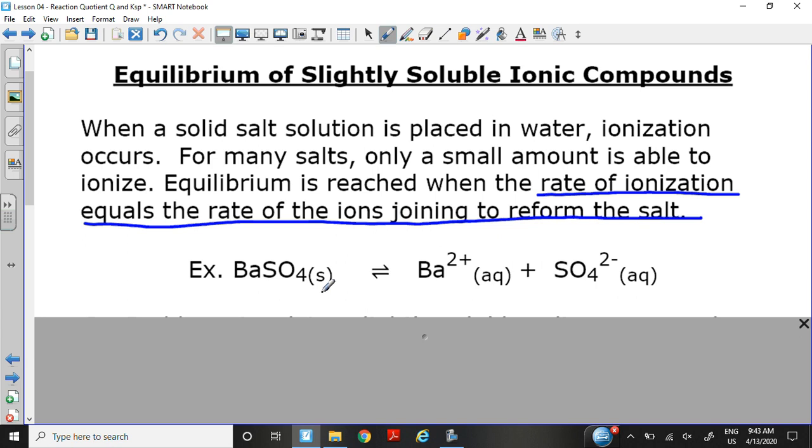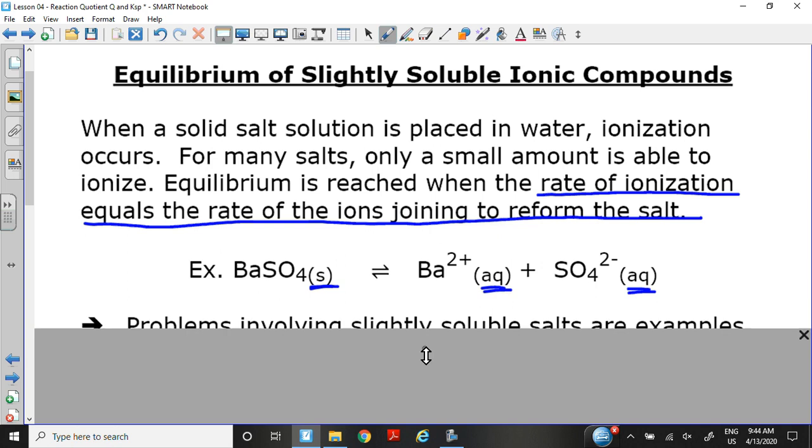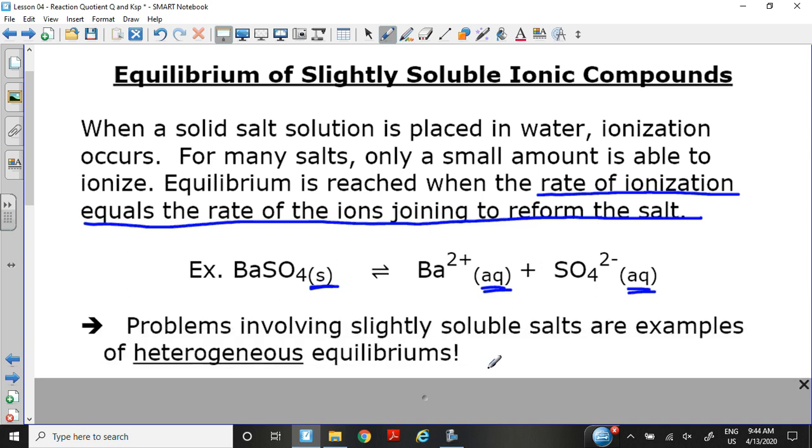If you take a look at the states, you'll notice with these types of problems, we have different states. There's a solid for our ionic compound, and then there's 2 ions in aqueous solution. So these ones here are examples of heterogeneous equilibrium problems. And if you remember way back from the beginning of the unit, with heterogeneous equilibrium problems, we don't include solids or liquids in any K expression. So you'll see that in a minute. That's also true here.